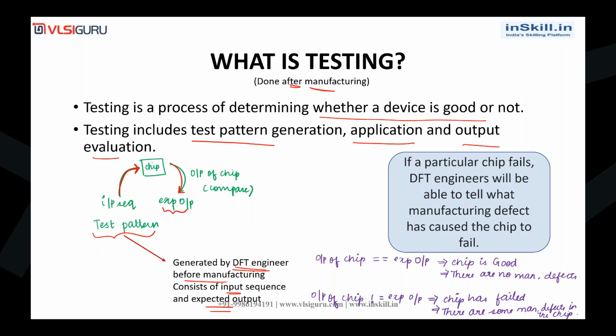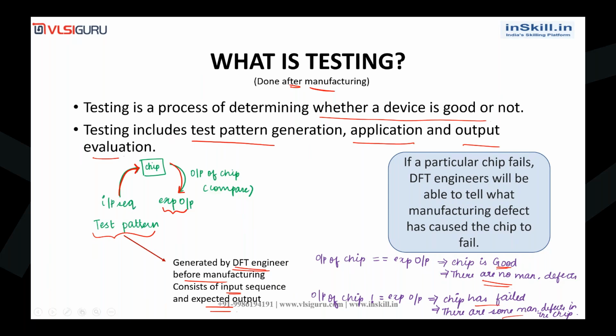Now if the output of the chip is equal to the expected output, it means the chip is good. There are no manufacturing defects in the chip. If the output of the chip is not equal to the expected output, it means the chip has failed. There are some manufacturing defects in the chip.